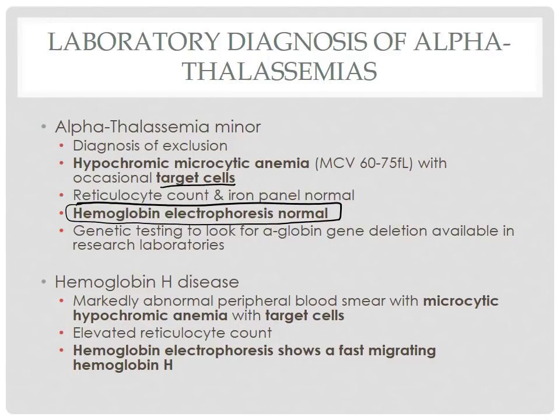For the hemoglobin H disease, they will have a very abnormal peripheral smear with microcytosis and hyperchromia, and they will also have target cells. And then again, you may also see some hemolysis. They will have an elevated reticulocyte count because the blood is trying to kick in some immature red cells to compensate. And a hemoglobin electrophoresis will show a fast migrating hemoglobin H. And this is the best way to diagnose hemoglobin H disease.